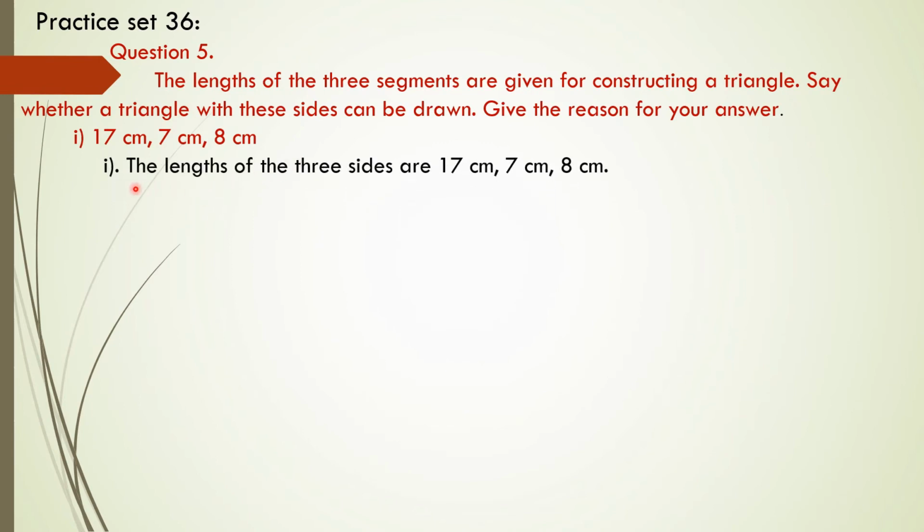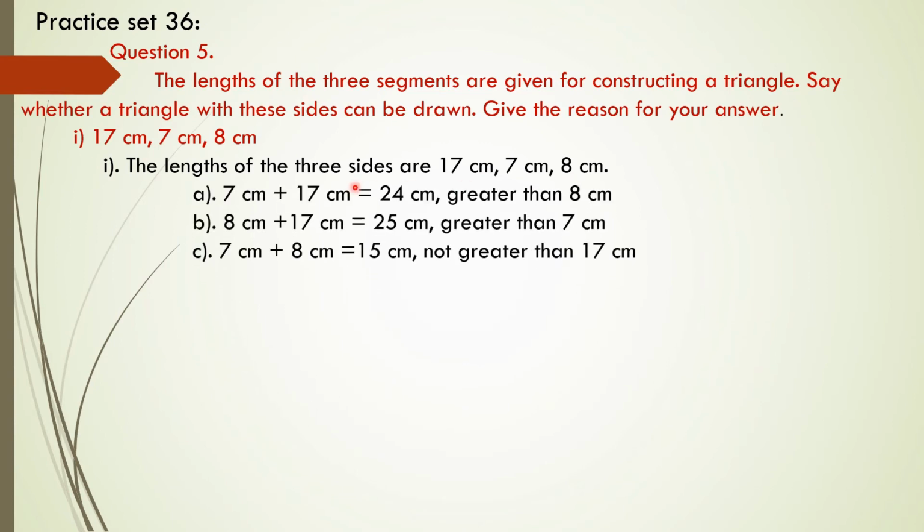The lengths of the three sides are 17 centimeter, 7 centimeter and 8 centimeter. First I am taking the two sides, 7 and 17, and the third side is 8. We have to check: 7 centimeter plus 17 centimeter is equal to 24 centimeter. Is 24 centimeter greater than 8 centimeter? Therefore this condition is satisfied. That is, the sum of these two sides is greater than the third side.